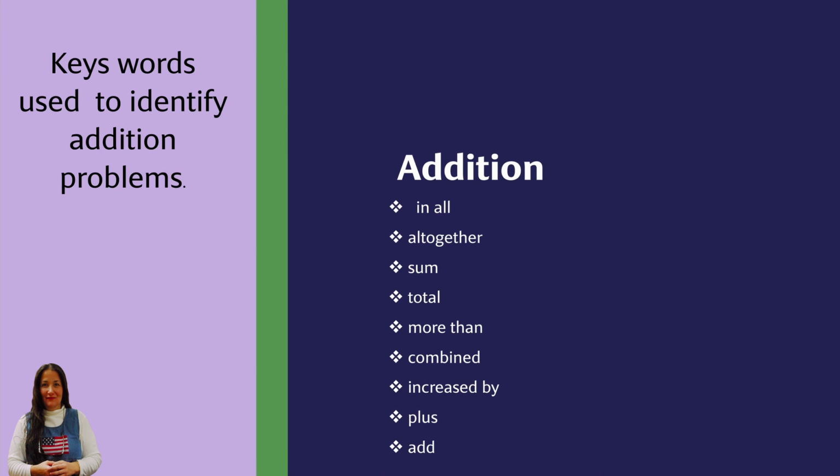When doing story problems that involve addition, keywords are used to identify addition problems. In addition, you will see words like in all, altogether, sum, total, more than, combined, increased by, plus, add. When you see any of these terms, your story problem involves addition.